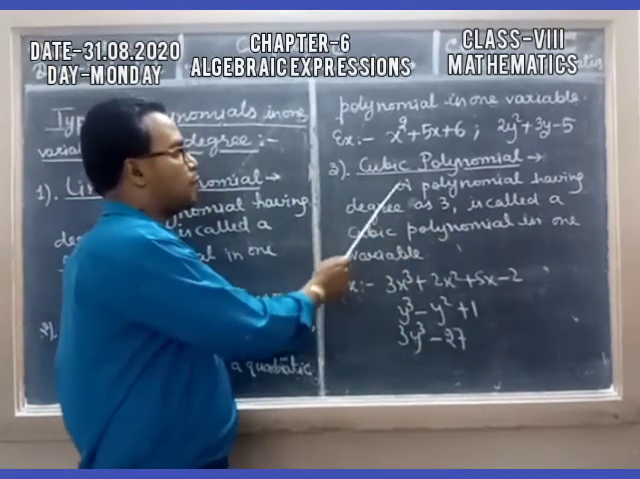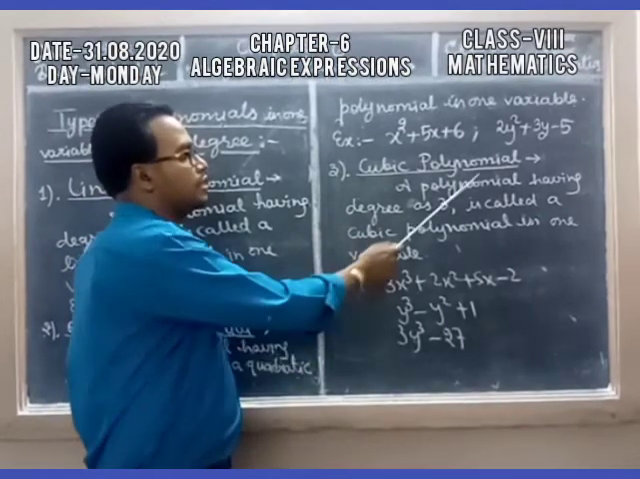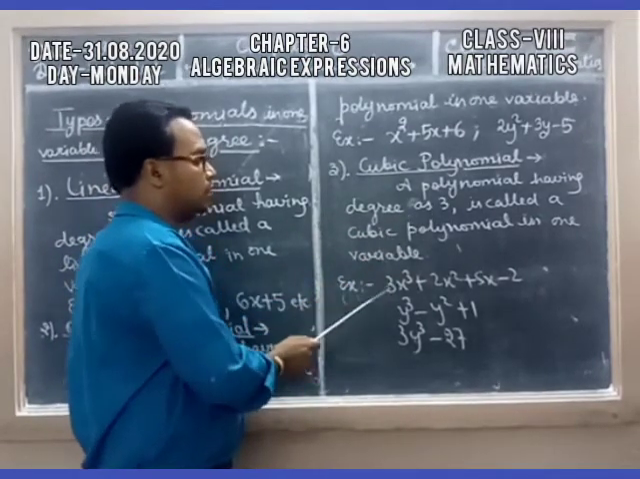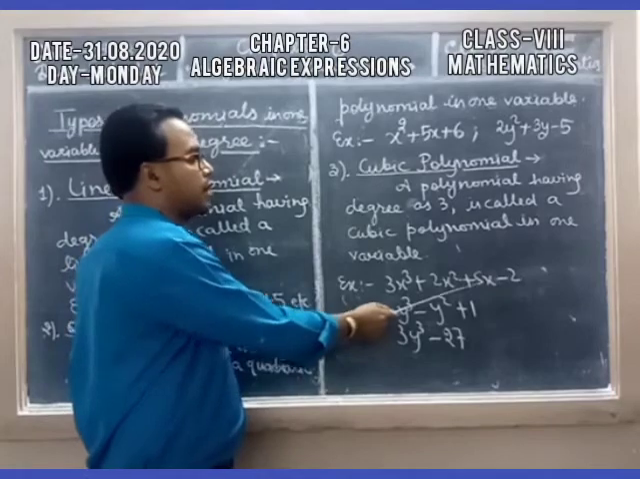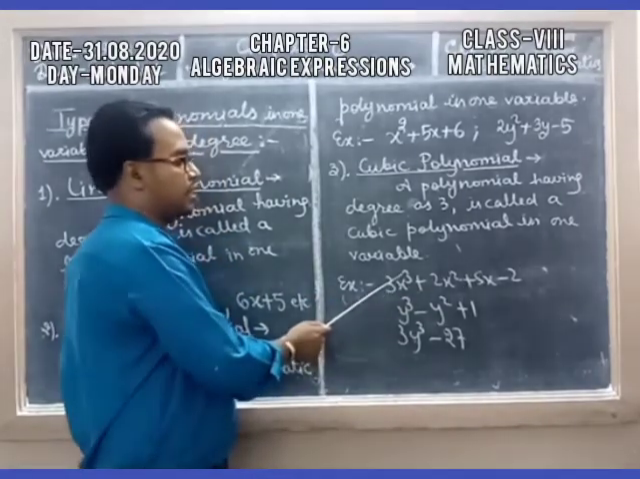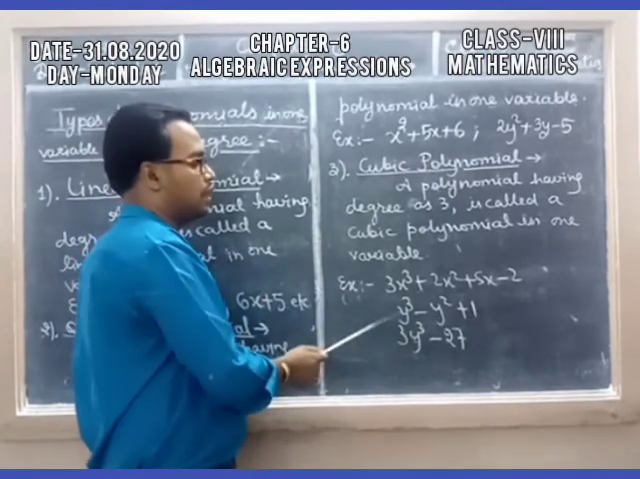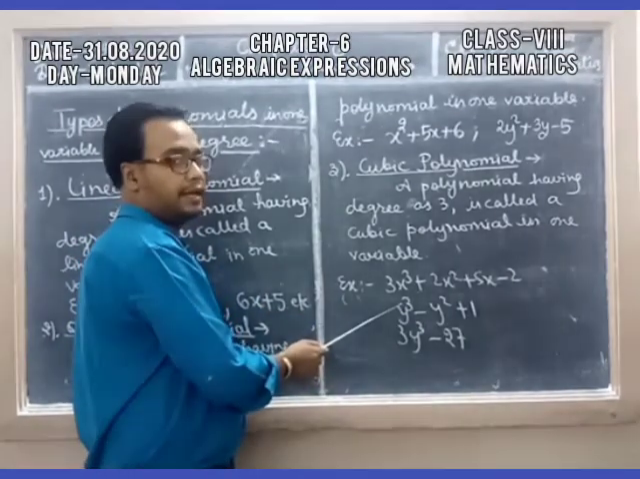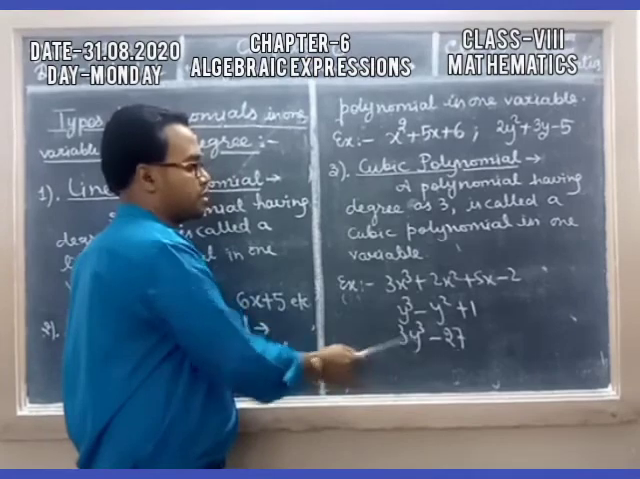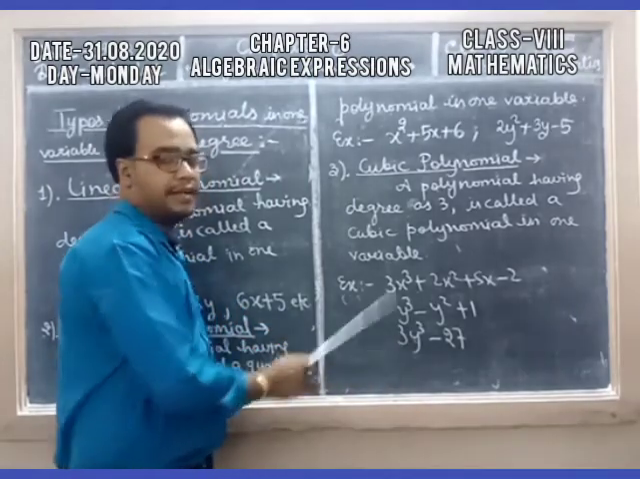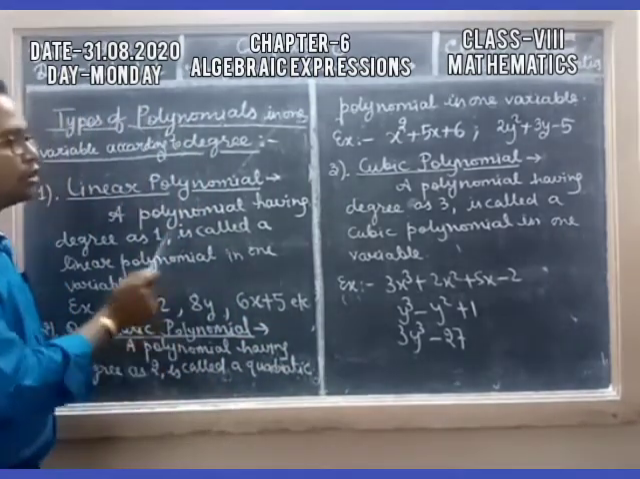Cubic polynomial. A polynomial having degree 3 is called a cubic polynomial in one variable. 3x cube plus 2x square plus 5x minus 2. So highest power is 3. It means degree is 3. y cube minus y square plus 1. Highest power is 3. Again degree is 3. 3y cube minus 27. Highest power is 3. So again degree is 3. So it is called cubic polynomial.